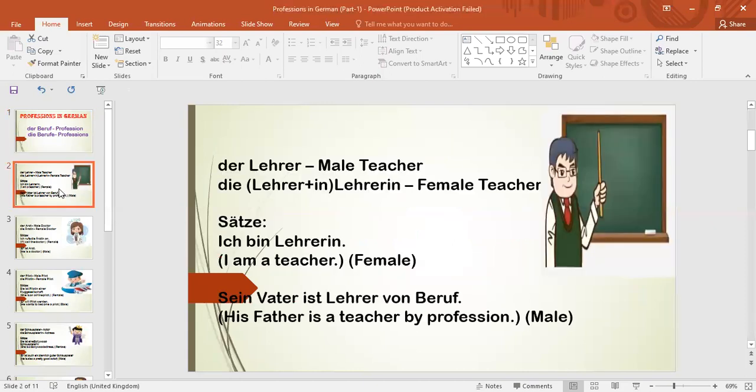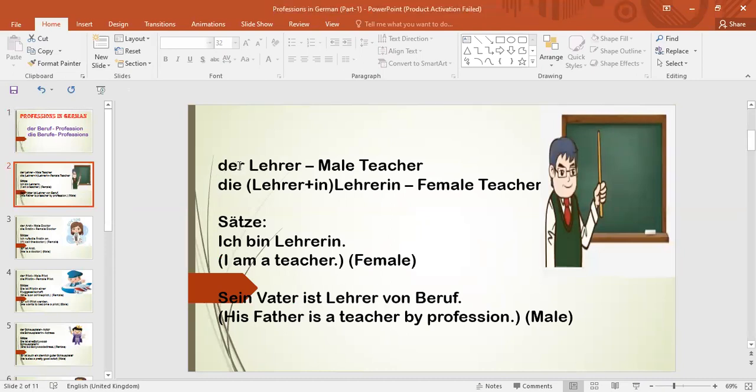Now let's move to the list of professions. In this session, we are learning professions in German along with sentence formations, like how we can use these professions in German sentences. First, as you can see, the first profession we have is teacher. On my screen, we have written the profession for the male and for the female. We also have to write the articles for these professions.